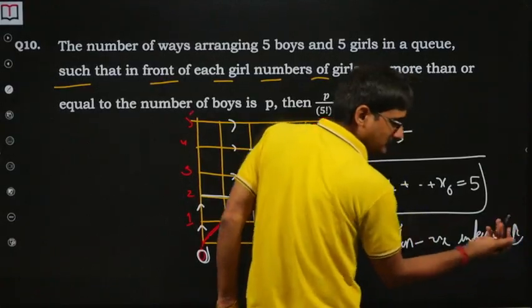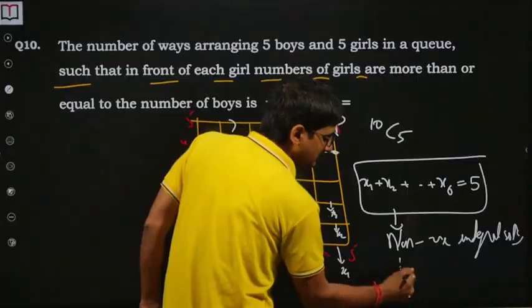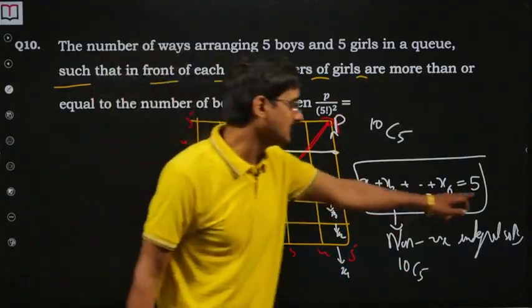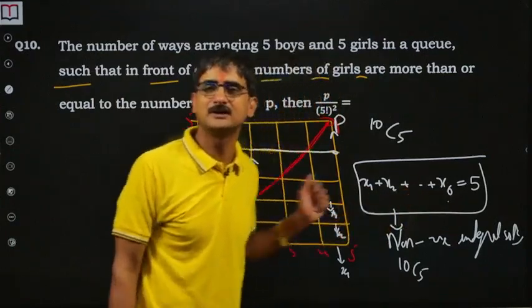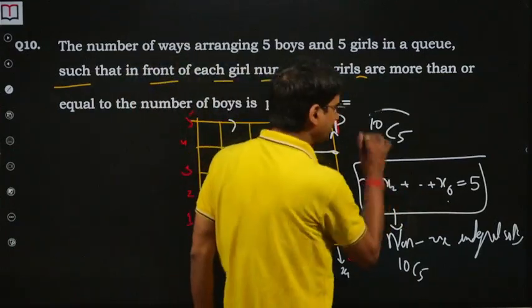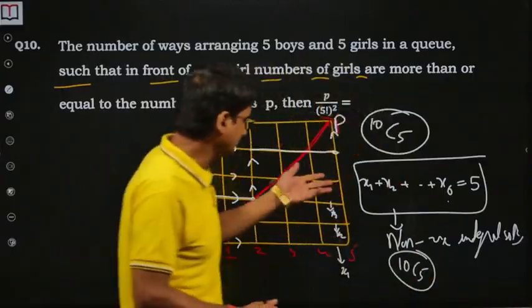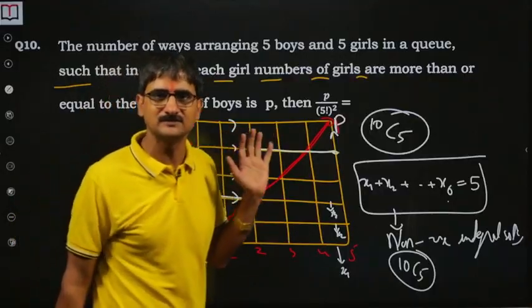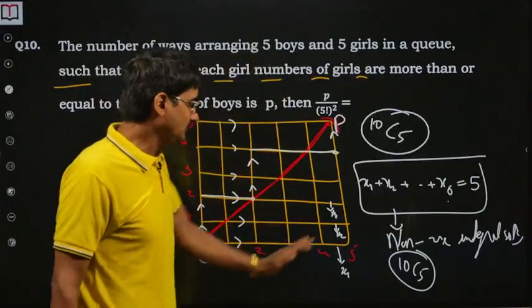What does that give? That gives n plus r minus 1 C r minus 1, where n is 5 and r is the number of variables, which are 6 here. So 10 C 5, that's it. You can do it directly: out of 10 steps, you choose any 5, and the rest 5 get fixed.